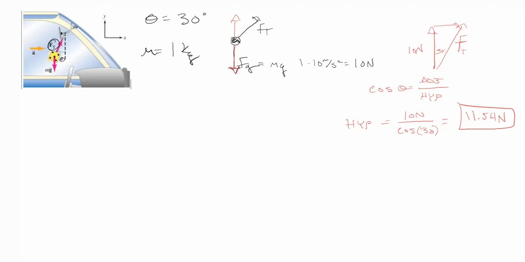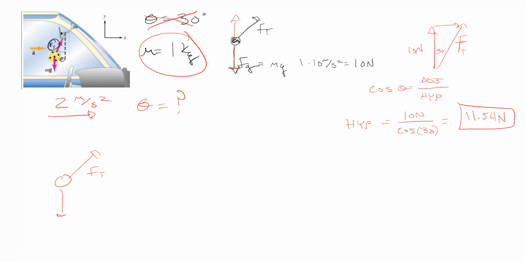Well, let's say we weren't given theta this time. Let's say we were given an acceleration. Same problem. The dice still weighs 1 kilogram, but now we are accelerating forward at 2 meters per second squared. And now we want to solve for theta. So if I go back and draw my same free body diagram, same forces, that's still going to be 10 newtons.